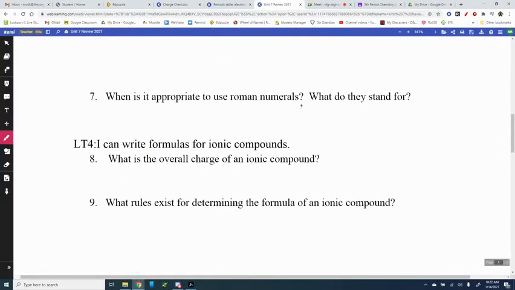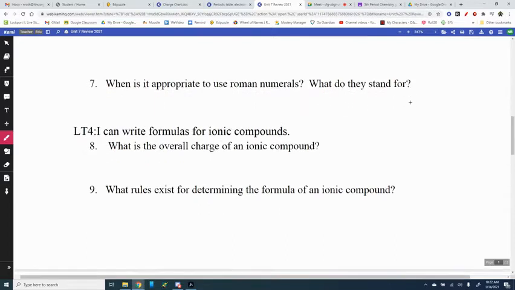When is it appropriate to use Roman numerals? We already talked about that. That's when you have a variable charge metal in your compound. They stand for the charge of whatever that ion is.